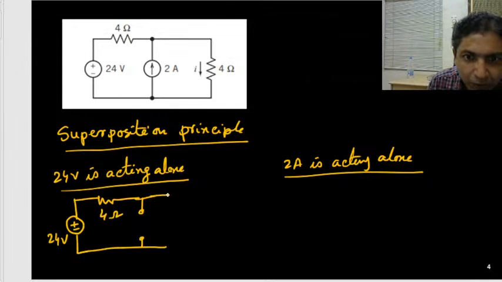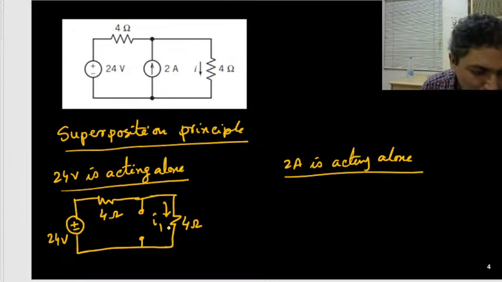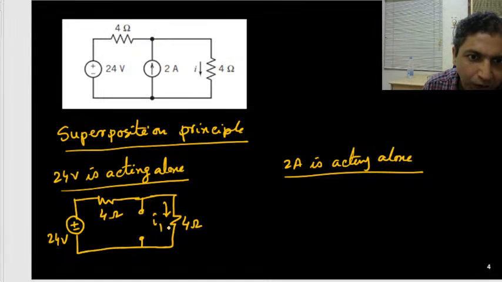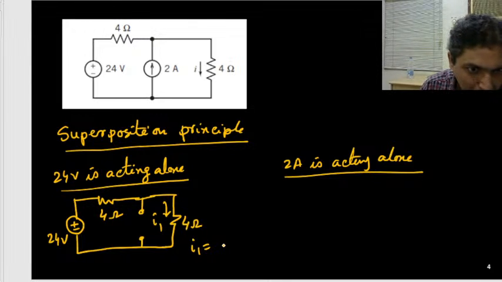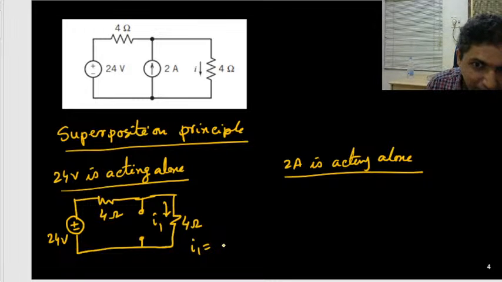Okay, now we want to use this one. This is the 4 ohm. So what is the current? That current I will consider I1. So I1 is the current when only the 20 volt source is acting alone. Okay, so can you find I1? So what is the I1?